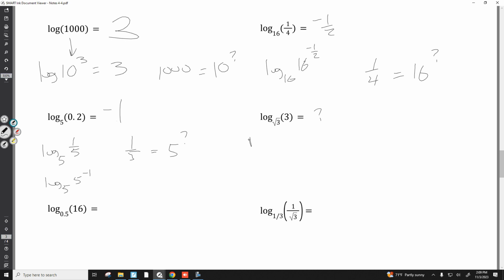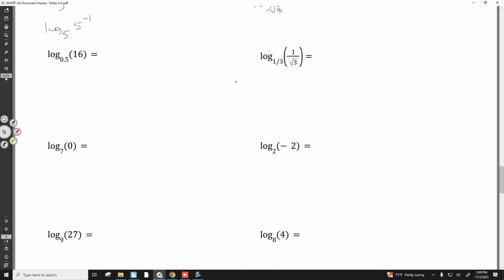Maybe you root 3 to the power both sides to really understand what's going on, because it's weird to have a root in the base of a logarithm. Maybe you do that. Maybe you think about how you can write root 3 to a power to get 3. Maybe you just realize that root 3 squared is 3. Okay?